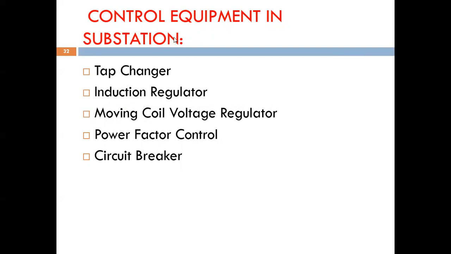First one is a tap changer. Second one is an induction regulator. Third one is a moving coil voltage regulator. Fourth one is a power factor control, and fifth one is a circuit breaker. So all these five equipments are used for protection and controlling of electrical supply according to the requirement.